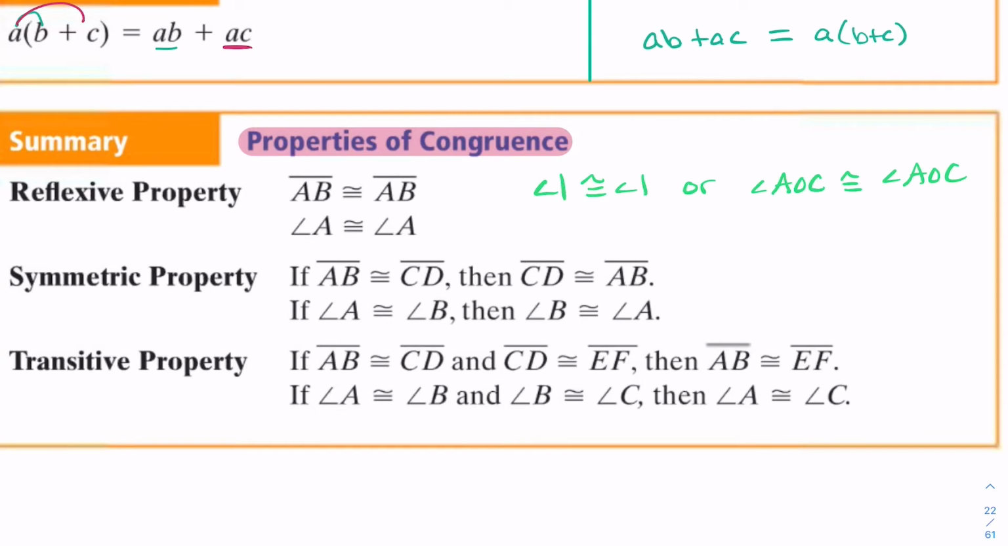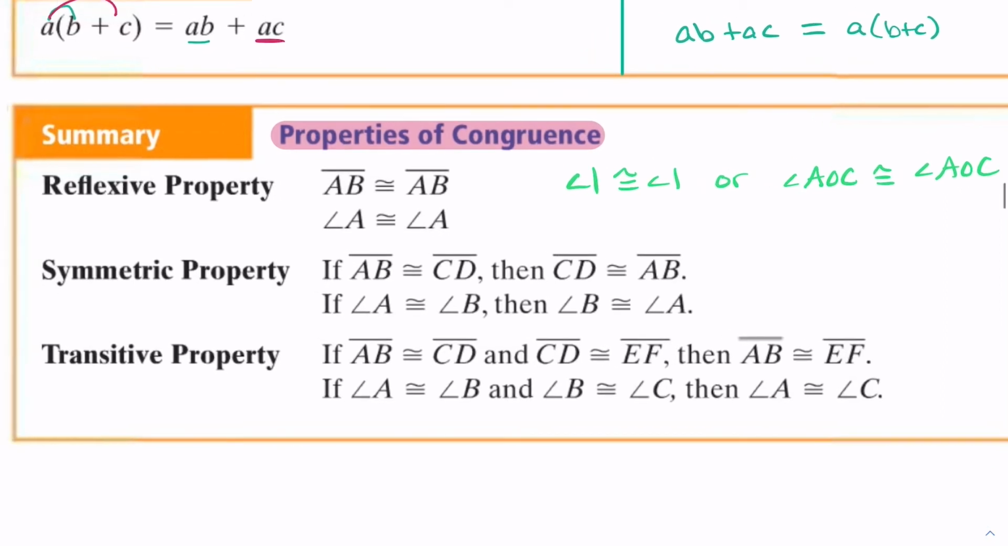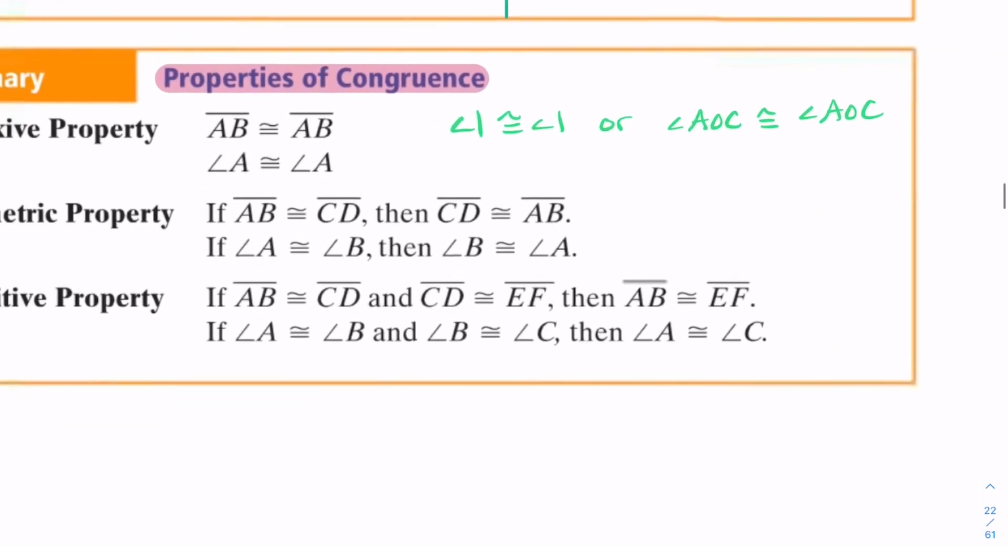All right. The symmetric property follows the same pattern. Symmetry. It's the same on both sides. Symmetric is your mirror. So it's an if-then statement, so you need if and then. If AB is congruent to CD, then CD is congruent to AB. Or if angle A is congruent to angle B, then angle B is congruent to angle A. So you get to flip them and use them how you would like to.